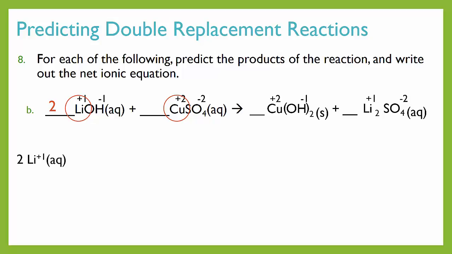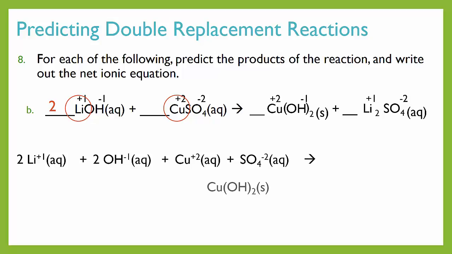So I'm going to write out all of my ions. I need 2 lithium ions, 2 hydroxide ions, a copper ion, and a sulfate ion. And those are going to form my solid. We don't separate that one into ions because it's not aqueous. And then I've got my aqueous lithium ions, 2 of them, and my sulfate ion.